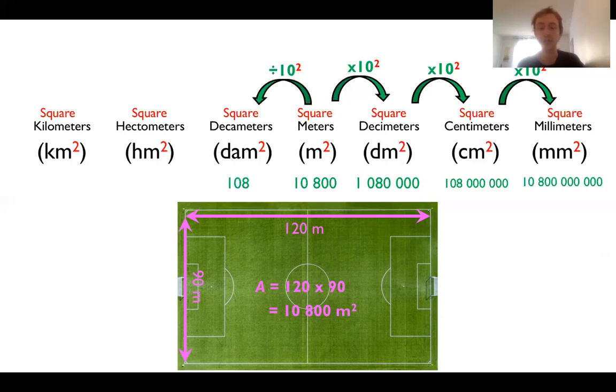If you want to go the other way, to get it into square decameters, divide by 10 squared, divide by 100. It's going to be 108 square decameters, or 1.08 square hectometers, or 0.0108 square kilometers.